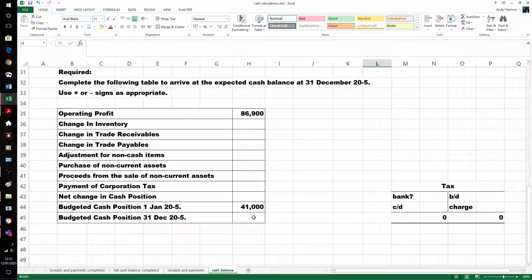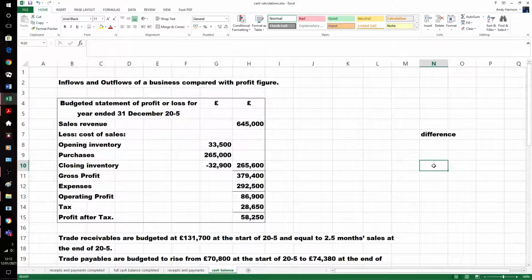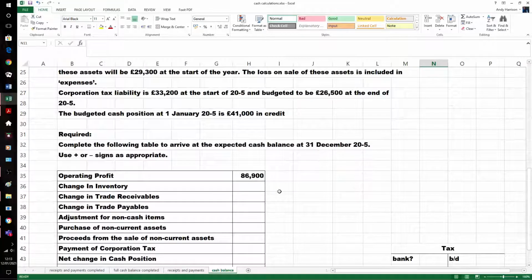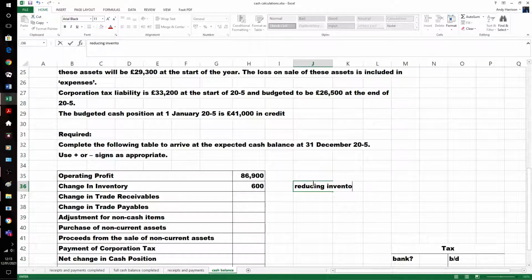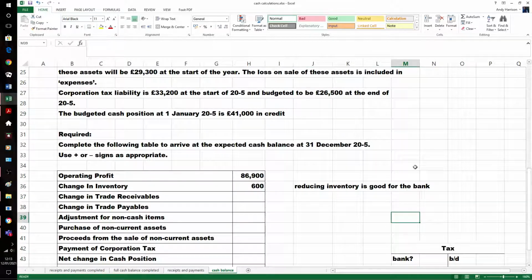So the first thing to work out here, the first row, was actually our inventory. Now our inventory, you can see we started off with more than we've got left, so that is good for our bank account. So we know it's shrunk by 600, and therefore reducing inventory is good for the bank account. Positive number.